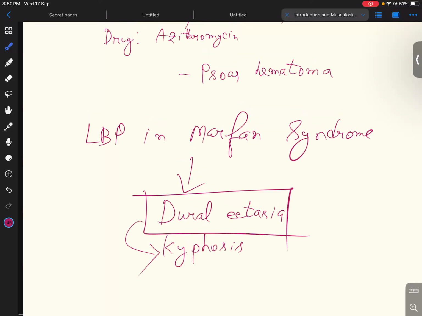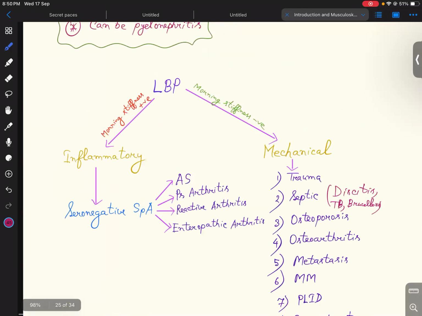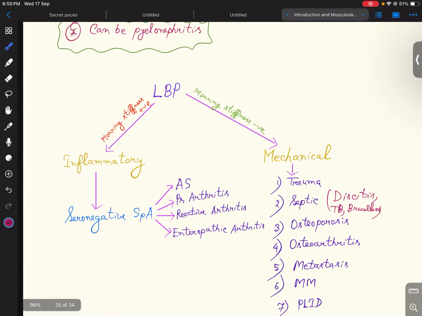So these are all about low back pain. Does anyone have any question regarding the approach to low back pain? Any kind of question, please feel free to share with me.